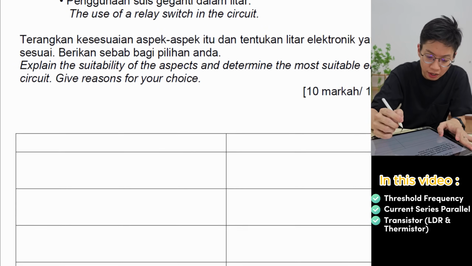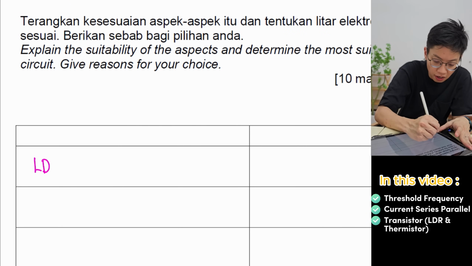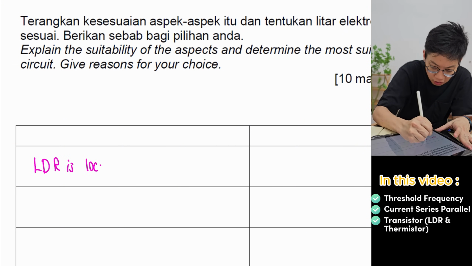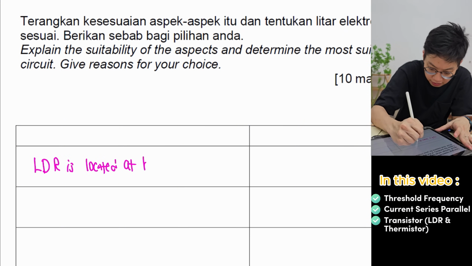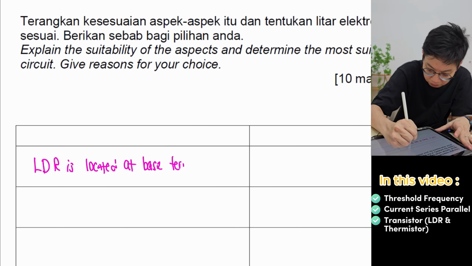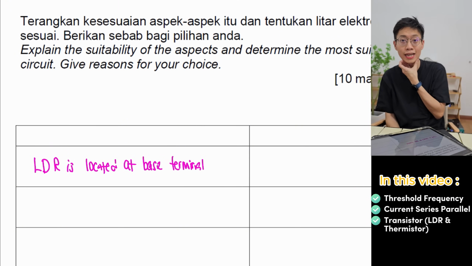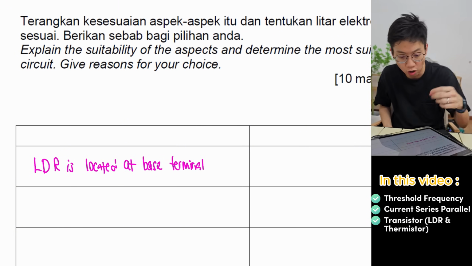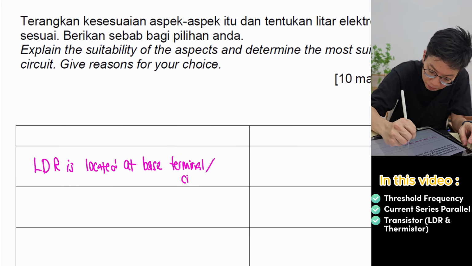So the first one we are going to say is your LDR is located at the base terminal. At the bottom part. Why? Because I told you base is at the bottom part, so it will be located at the base terminal. Or we also call it the base circuit.